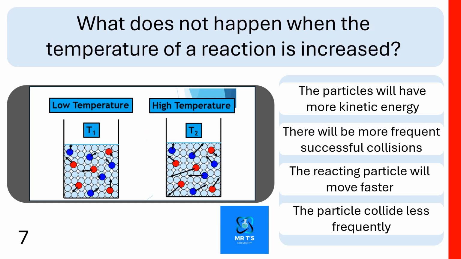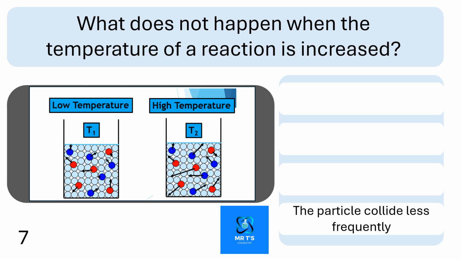What does not happen when the temperature of a reaction is increased? The particles will have more kinetic energy, there will be more frequent collisions per second, the reacting particles will move faster, or the particles will collide less frequently. The first three statements were correct. What doesn't happen is the particles do not collide less frequently, they collide more frequently because they have more kinetic energy.